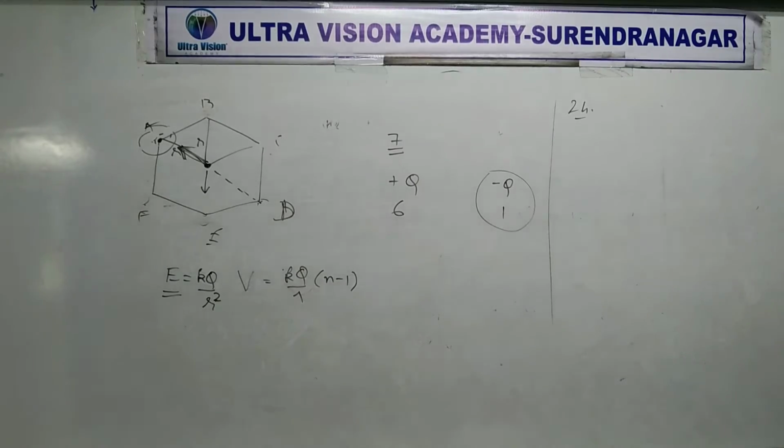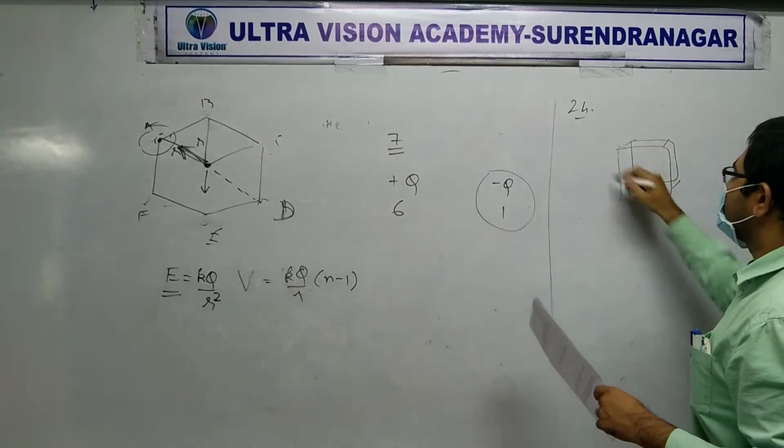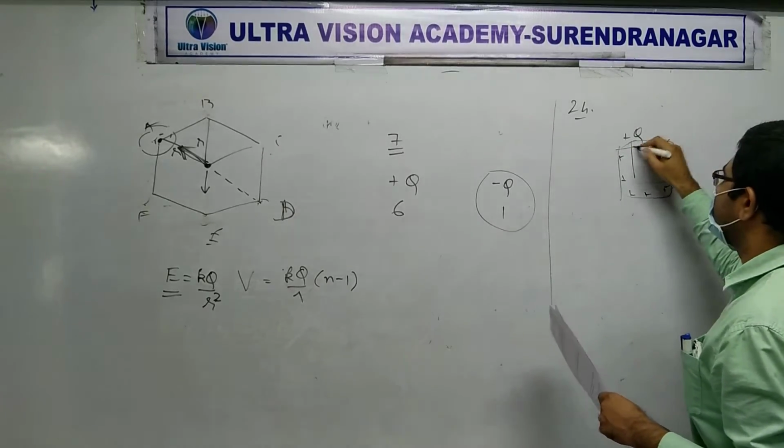Fine. 24. A cube of metal. That word is very important: a cube of metal. Metal means conductor. So a cube of metal is given some charge. So we are giving it some charge Q, so it would probably spread out uniformly everywhere.